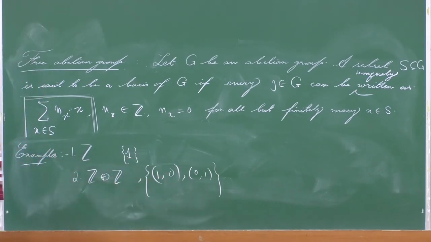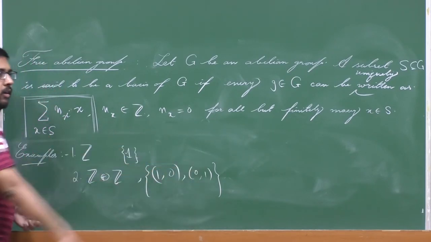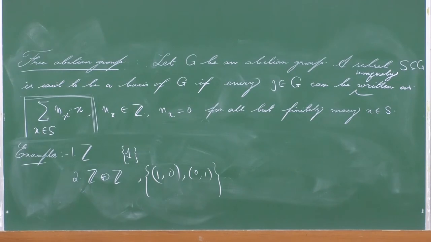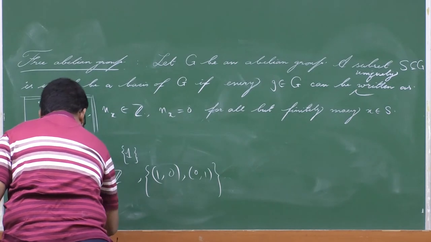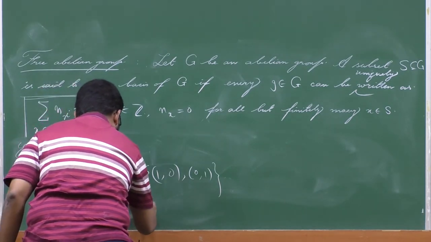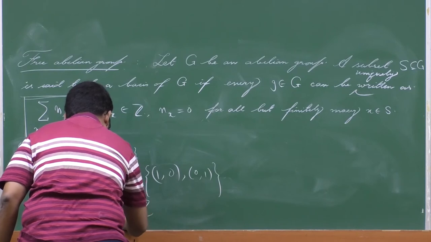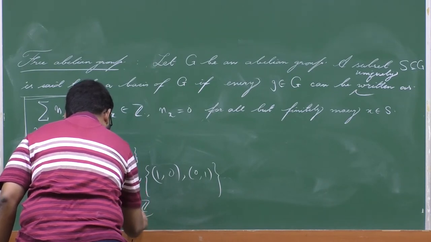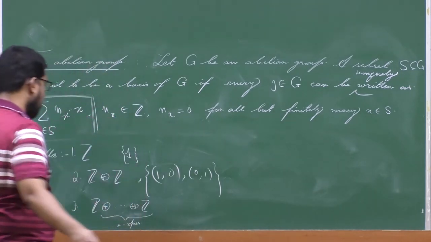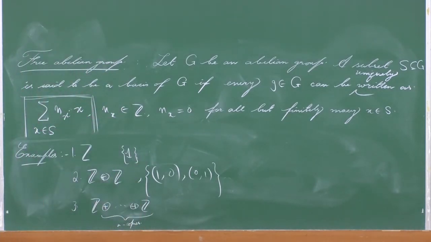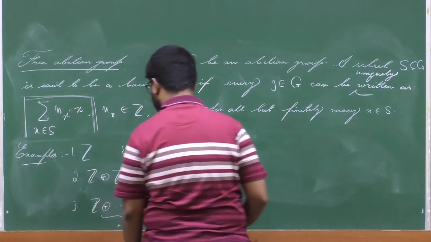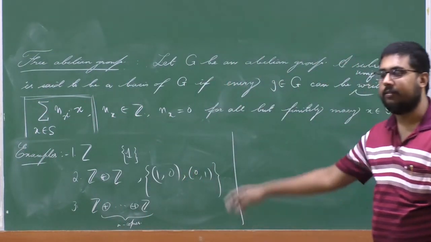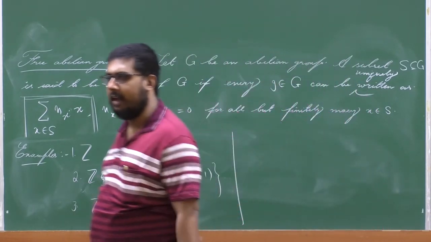Similarly, for n copies of Z, that's also going to be a free abelian group, and that's also going to have the standard basis. Okay. And so more generally, n copies of Z. Now the question is about abelian groups: does every abelian group necessarily have a basis?